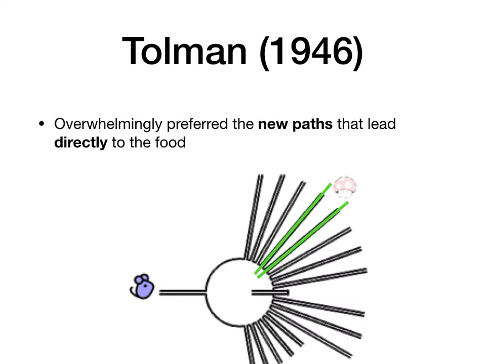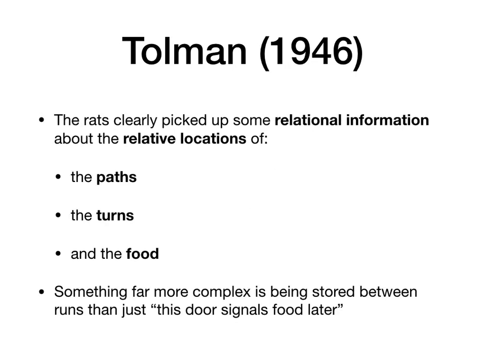Overwhelmingly, they preferred new paths that led directly to the food, or where the food once was. The rat runs in here, says, oh, this is mostly the same. Oh, there's new paths. And runs straight to where the food used to be. So the rats had picked up some relational information and relative locations. They kind of understood something about the way that the paths worked, the way that the turns kind of oriented them, and where that food was located.